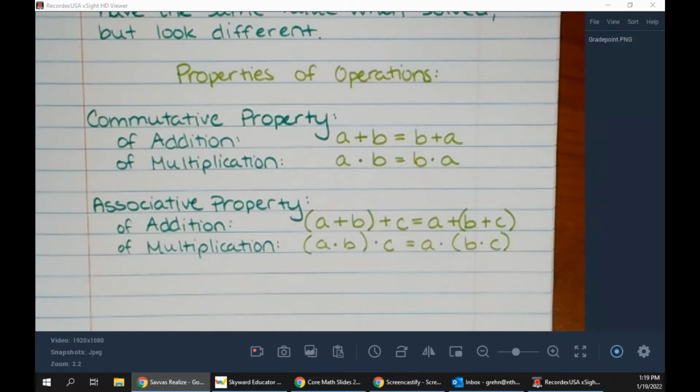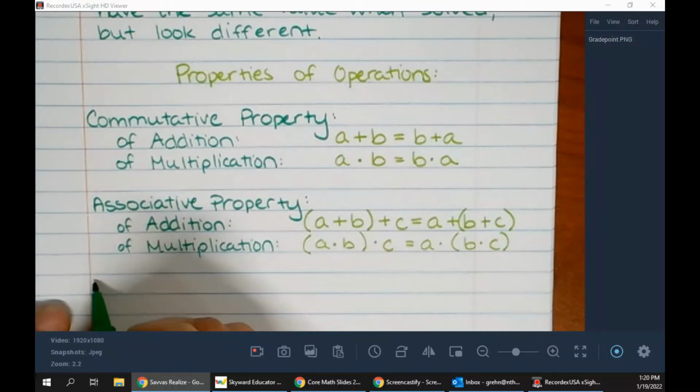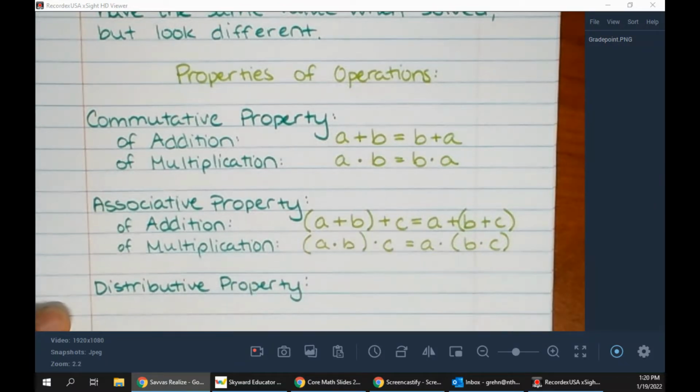The last property we're going to look at is the one we're going to focus on the most, and that's the distributive property. So the distributive property we have across addition and subtraction. So it's the only one that really deals with subtraction.